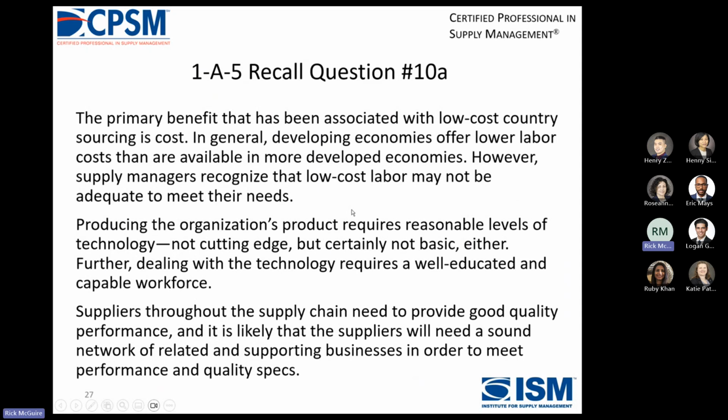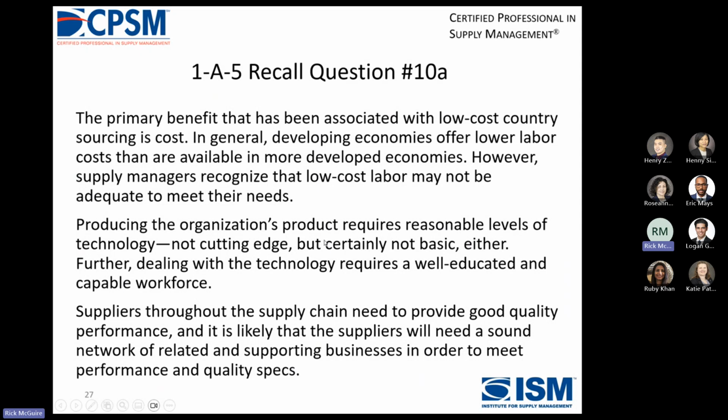Okay, so this is another novel here. The primary benefit that has been associated with low-cost country or best-cost country sourcing is cost. In general, developing economies offer lower labor costs than are available in more developed countries. However, supply managers recognize that low-cost labor may not be adequate to meet their needs.